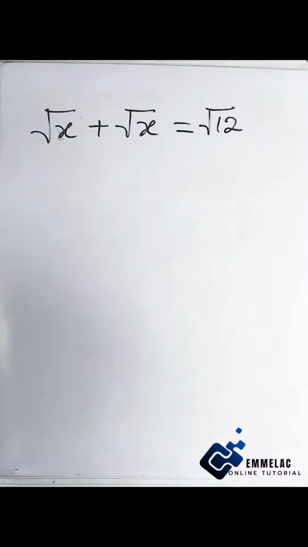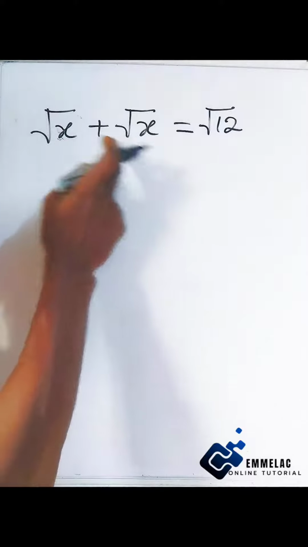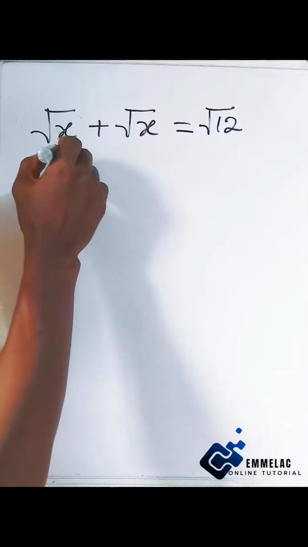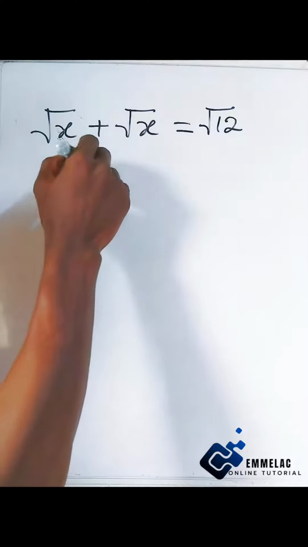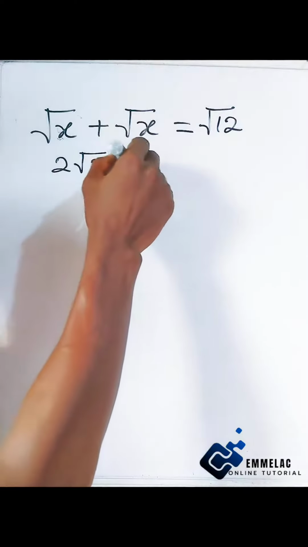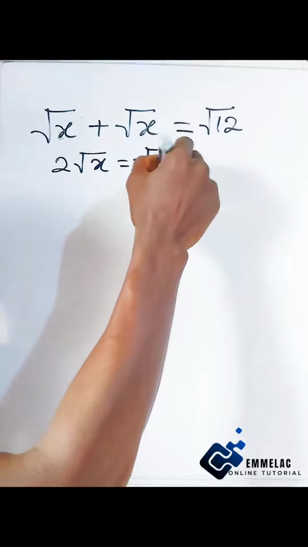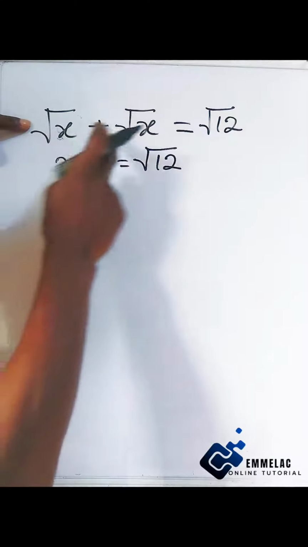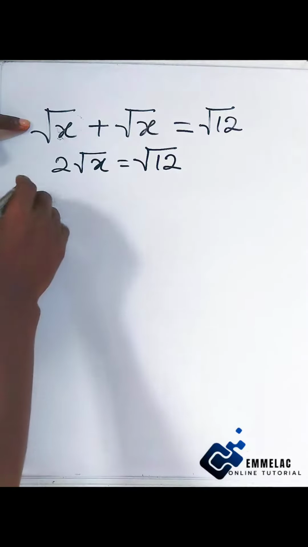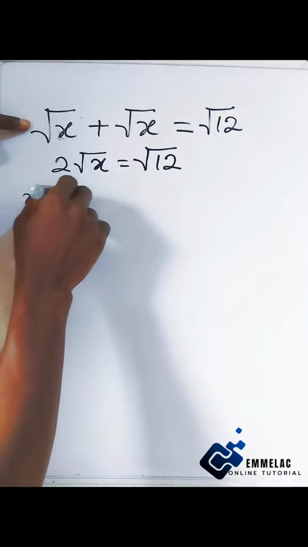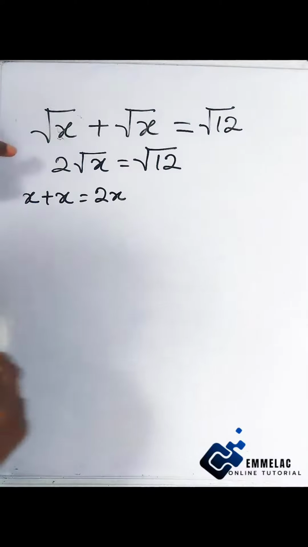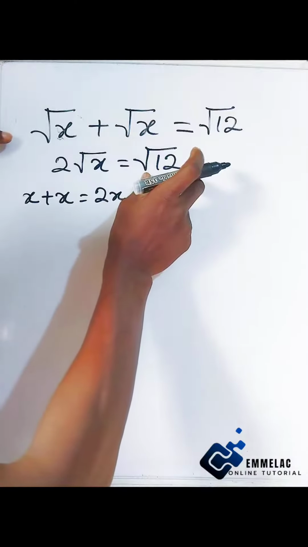Now let us solve this irrational equation. To this end, what we need to do here is add these two irrational expressions. So here we have 2 root x equals root 12. And the reason is that root x plus root x is just like saying x plus x, which will give us 2x.